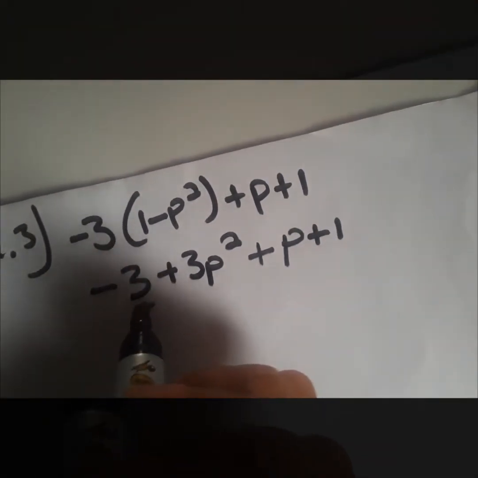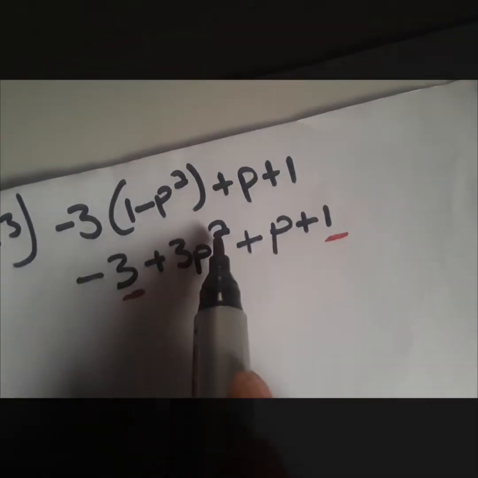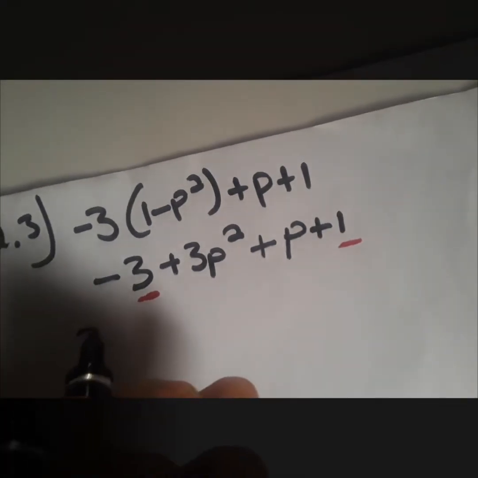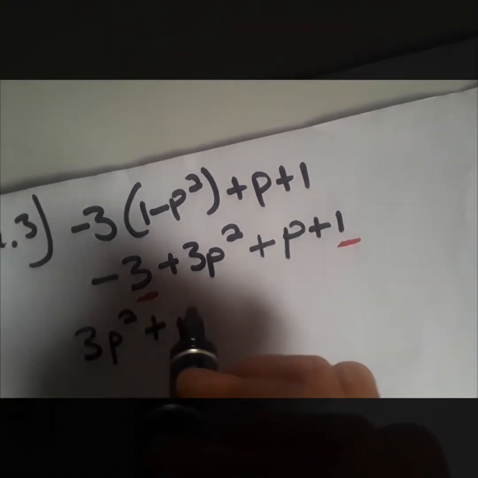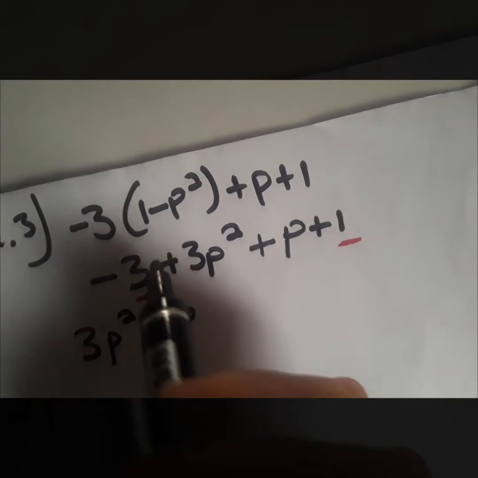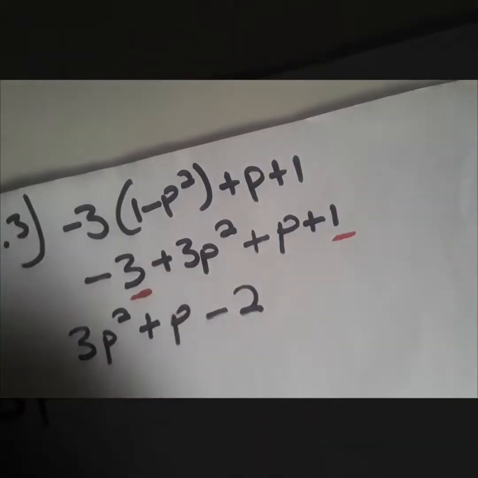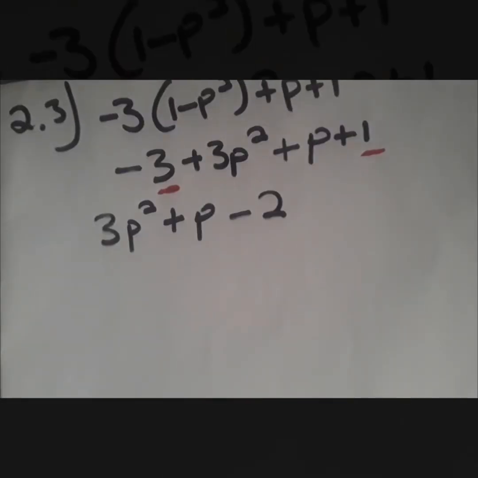Now we look for like terms. We collect like terms. We have 3 and 1 as like terms, and then 3p squared and p, they're different. They're not like terms. So now we'll write 3p squared plus p, and then minus 3 plus 1 equals minus 2. Now we have to factorize.